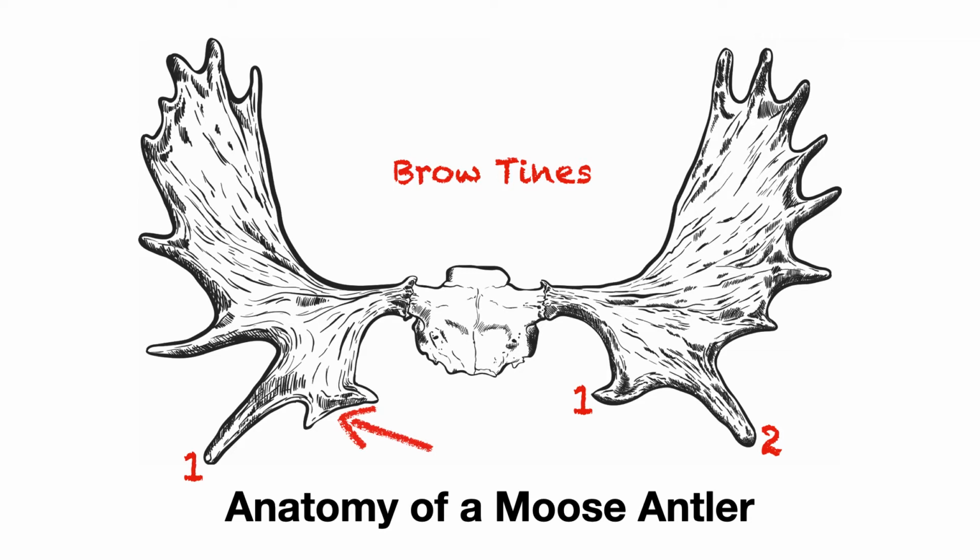Now, what about this area? How come we didn't count it with the rest of the brow tines? Remember the definition of a tine? It has to be longer than it is wide at the base and at least an inch long. There are two projections on this palmated area of the brow palm, but neither one of them meets the definition of a point. These kind of anomalies are very common on moose antlers, especially on larger bulls.